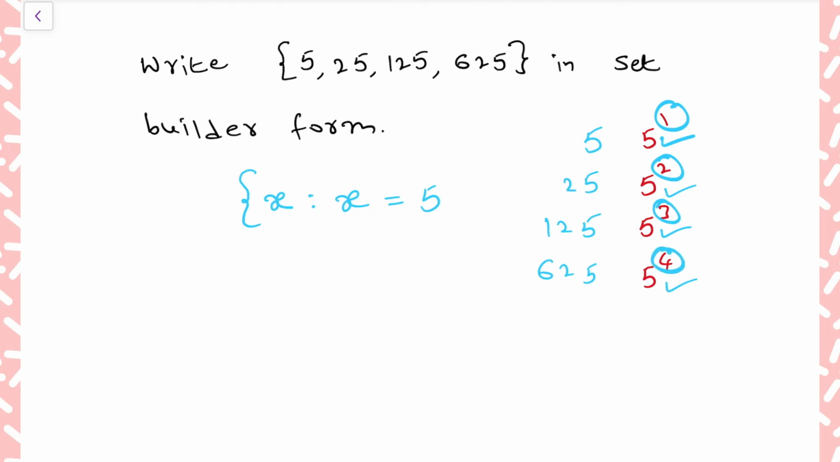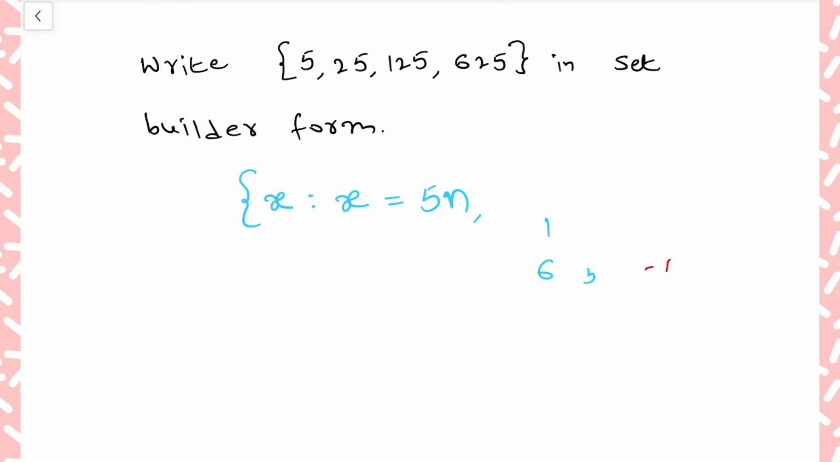So I am taking that as small n, where n belongs to, we are writing from 5 power 1, right? So starting from 1, this is the natural number system. Till where are we writing then? 5 power 2, 5 power 3, 5 power 4 only. So n less than 5, because till 4 only we are writing.